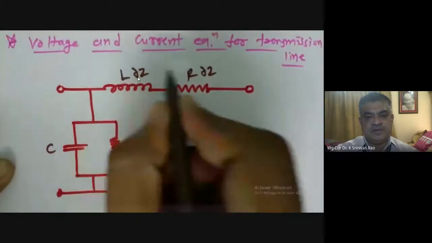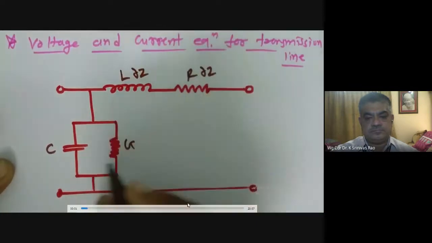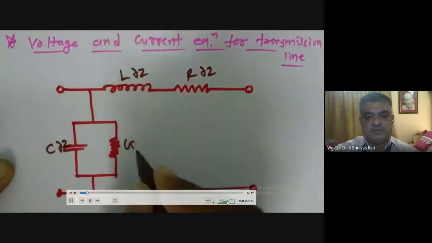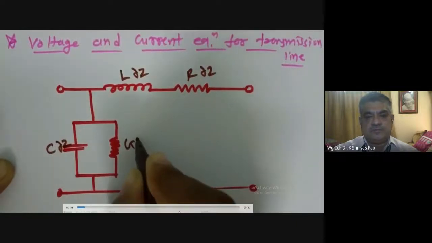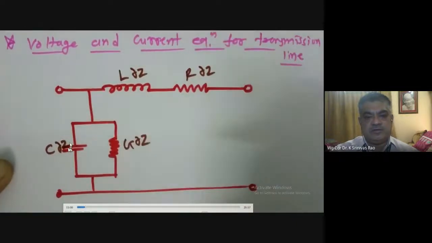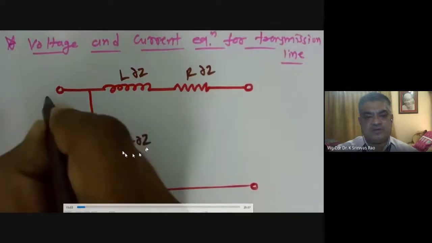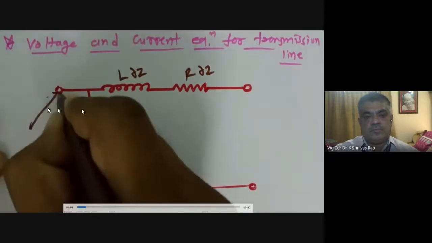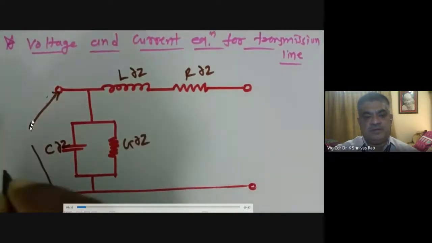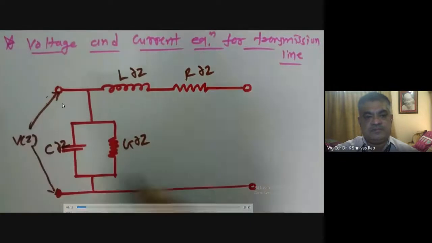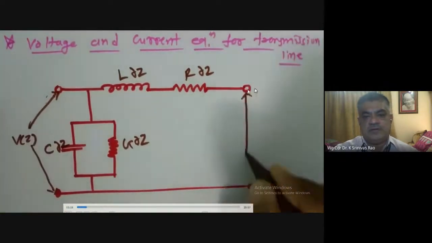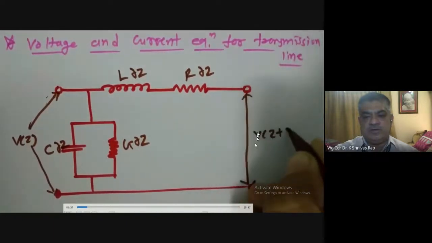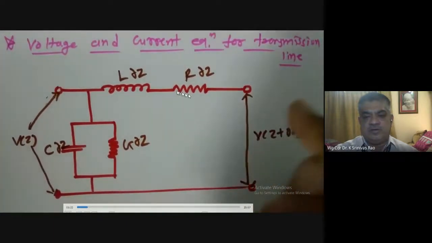This is the differential inductive component, the resistive differential component, the differential capacitive component, and the differential conductive component. Now the voltage appearing at this end is the input voltage, that is V(z), and the voltage at this point is V(z + Δz), or dz.